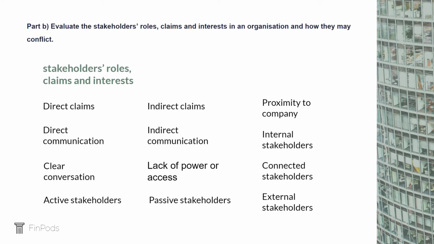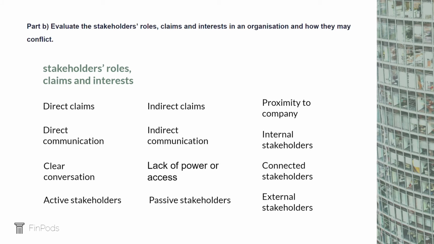For example, a creditor may chase the company for late payments. Stakeholders can also have indirect claims, due to the fact that they are not able to communicate them directly. Even though valid, their claims do not reach the company due to a lack of power or access. For example, a foreign supplier or animals and plants towards a company.